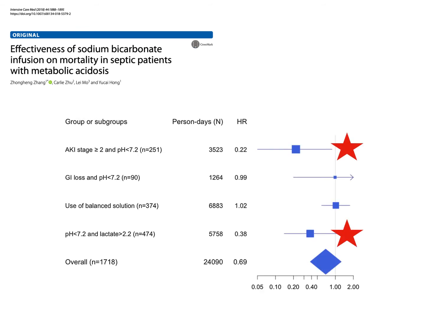They found that the use of sodium bicarbonate infusion showed some statistically significant difference in two of their pre-specified subgroups, those with AKI stage 2 and a pH of less than 7.2, and those with high lactate and a pH of less than 7.2. But again, no statistically significant signal when the overall population was considered.